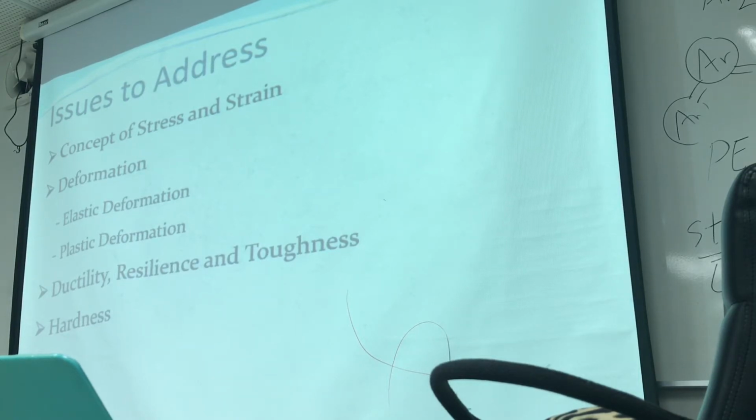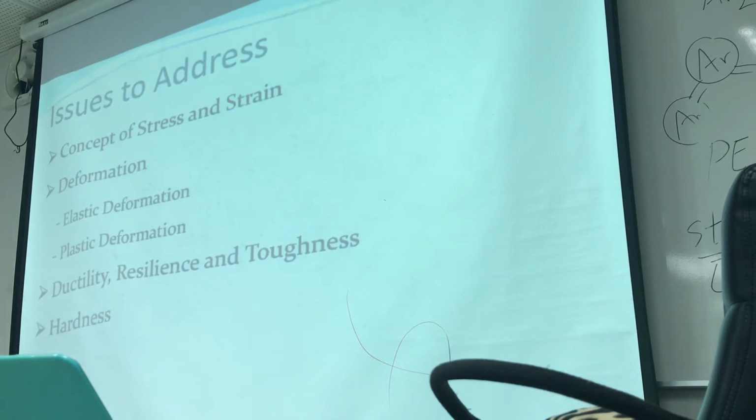We have 15 minutes left and then let's see what we can go. Okay, so right now we are talking about the mechanical property of the material. The issue that we are addressing is about concept about stress and strain. Okay, you are familiar with it. Stress is what? Stress is force over area. Strain is how long it is. Exactly. So stress is force over area and strain is like the length, elongated length over its original length.